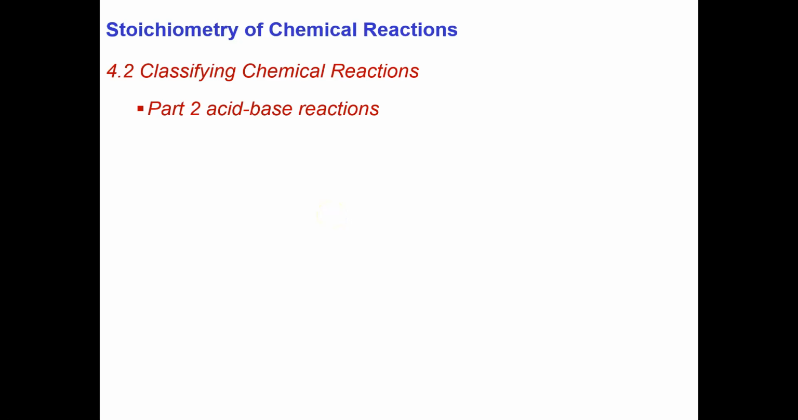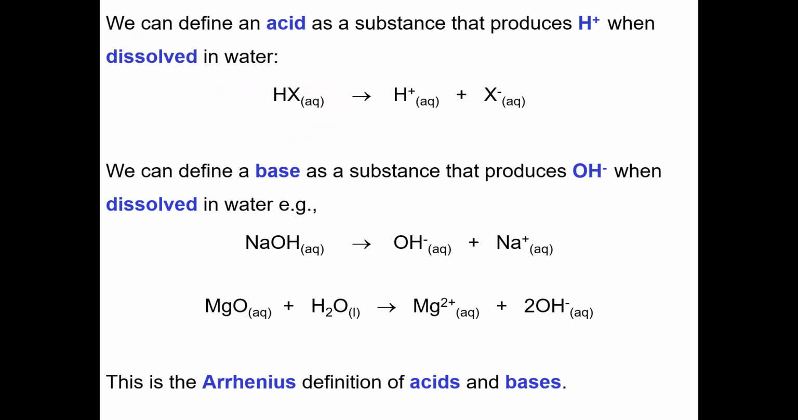So the second class of reaction that we're going to look at in section 4.2 is what is known as acid-base reactions. To begin looking at acid-base reactions, we should define what we mean by an acid and a base. An acid can be defined as a substance that produces hydrogen ions when dissolved in water. So we have a substance, I'm just going to call it HX, and when we dissolve it in water, it separates out into an anion and one or more hydrogen ions.